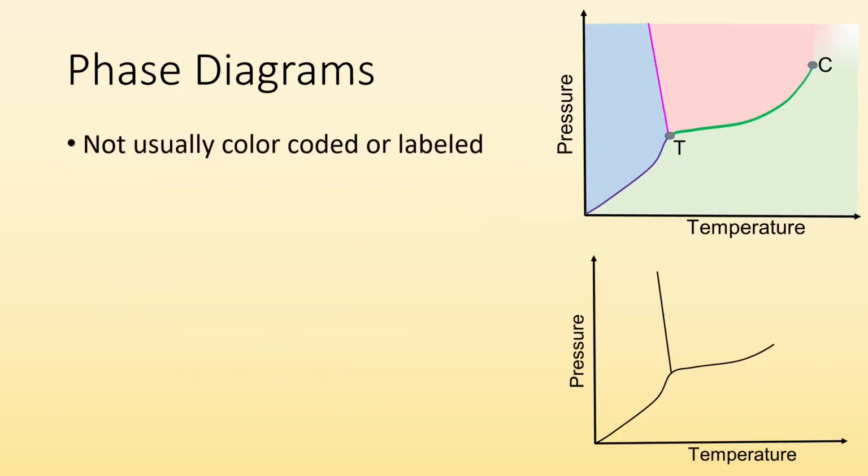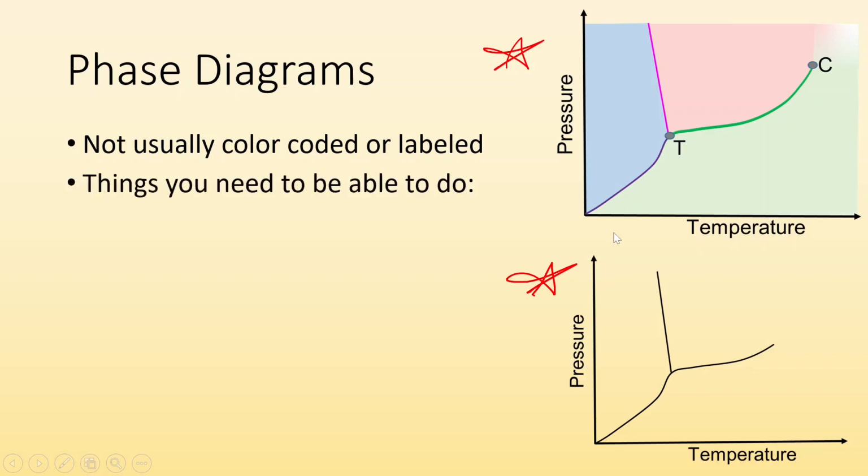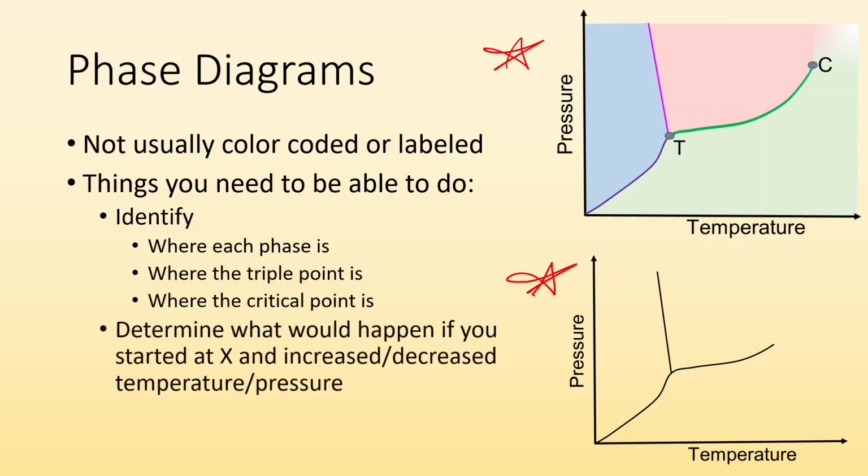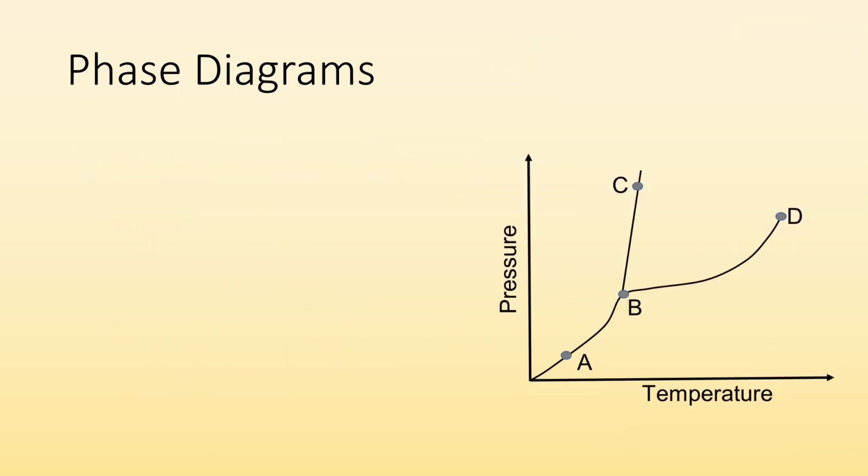All right, so these things are not usually color-coded or labeled. This one's real nice for looking at and learning about, but most of the time you're going to see this one. So, things you need to be able to do: you need to be able to identify where each phase is, where the triple point is, where the critical point is, and determine what would happen if you started at X and increased or decreased the temperature or the pressure. So let's take a couple looks.